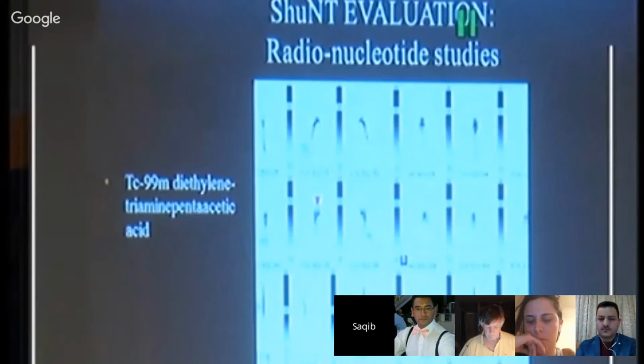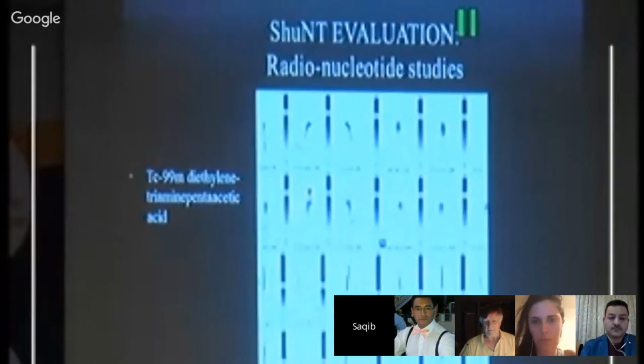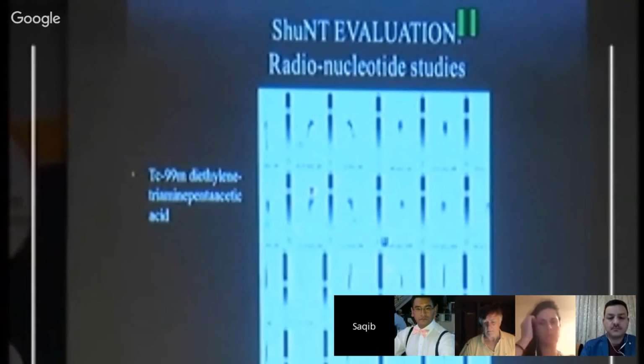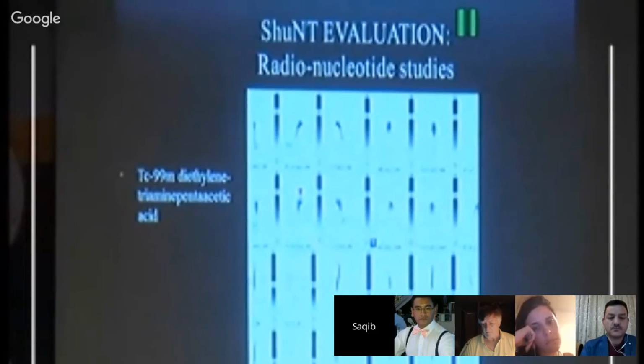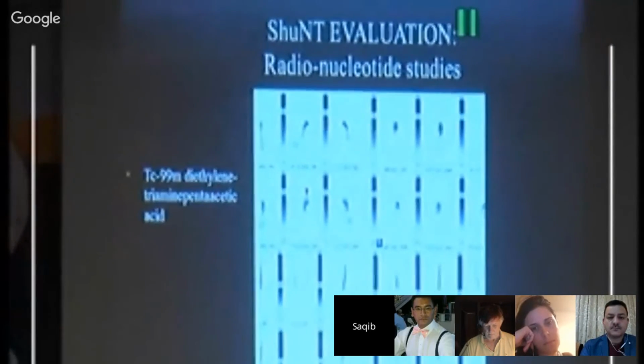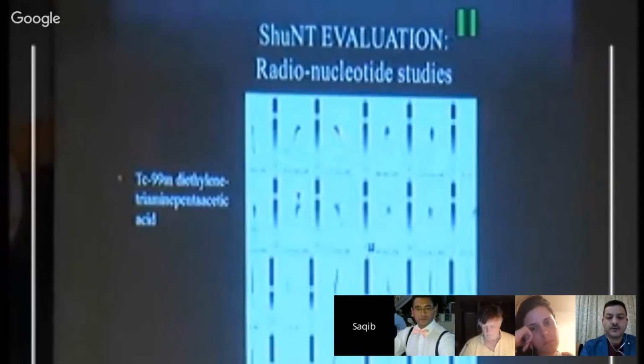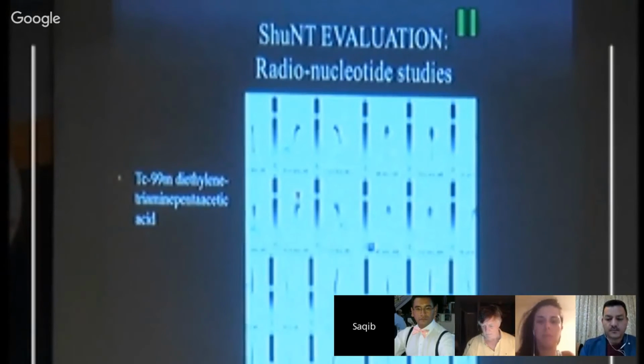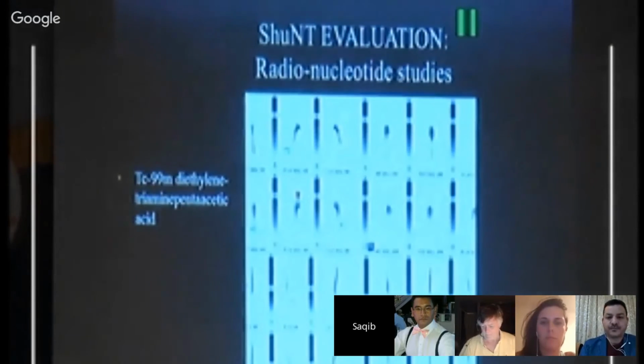We don't use radionuclide studies, but people do use it to assess the patency of a shunt. This shows whether the shunt is patent or not. You put a dye in a reservoir, and then you follow it over a period of time. If it goes into the abdominal cavity within that prescribed time, that means the shunt is working properly.